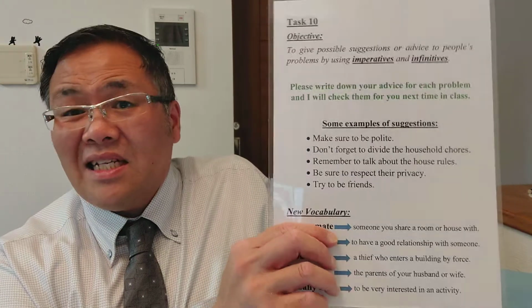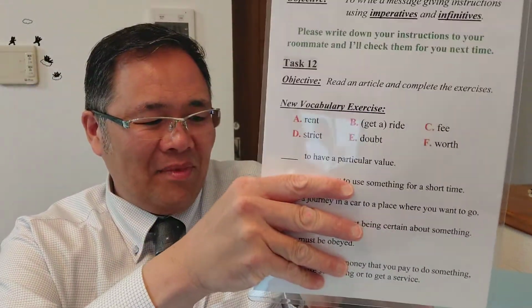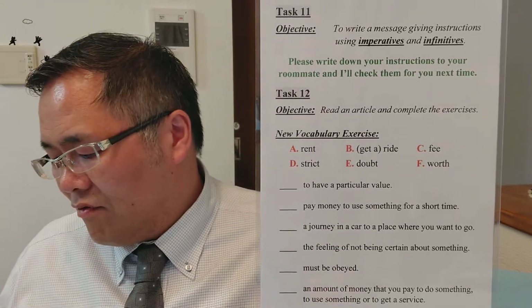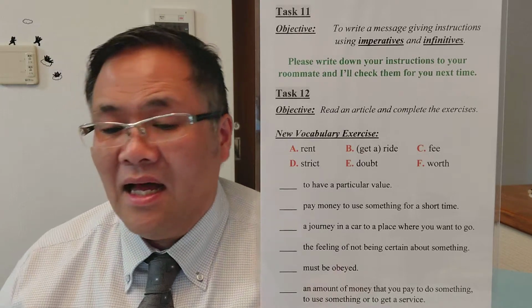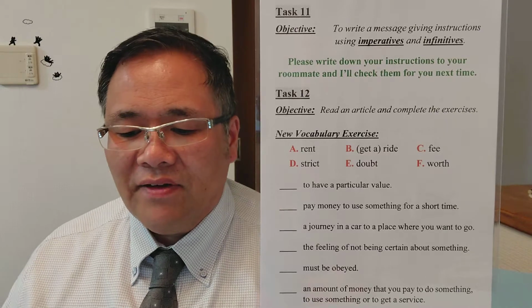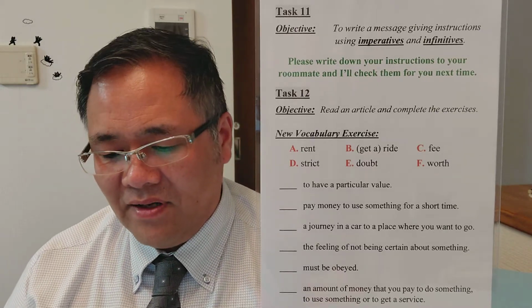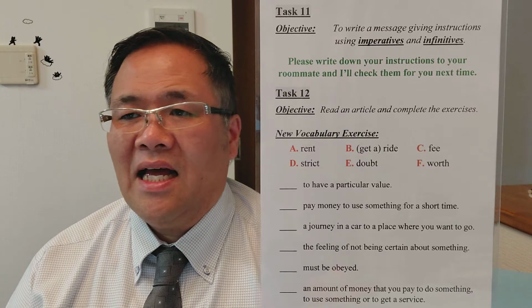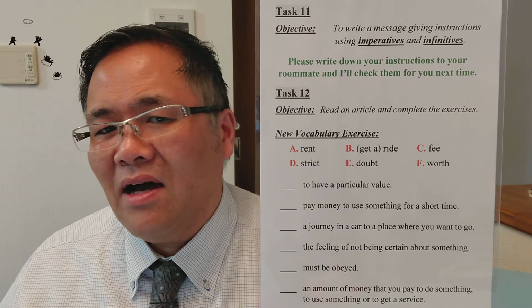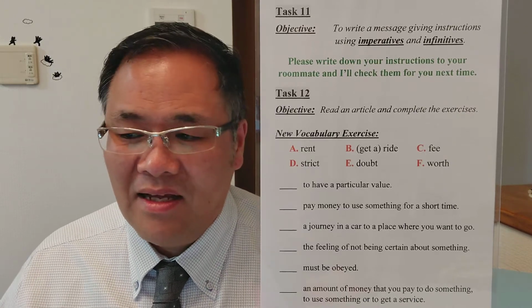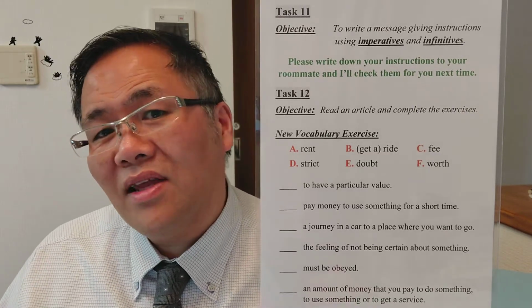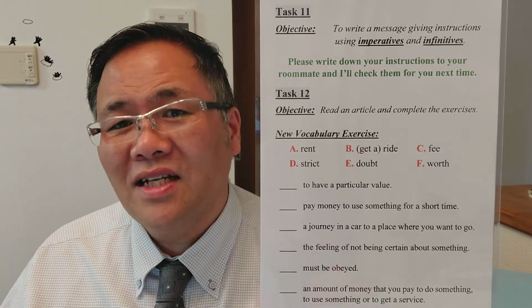Task 11 is actually a writing exercise. Here you're writing a message. Let's have a look at the objective. The objective is to write a message giving instructions using imperatives and infinitives. In this writing scenario, you are living in a house or an apartment with a roommate. You and your roommate live together, but one day your brother decides to come to your home for dinner.